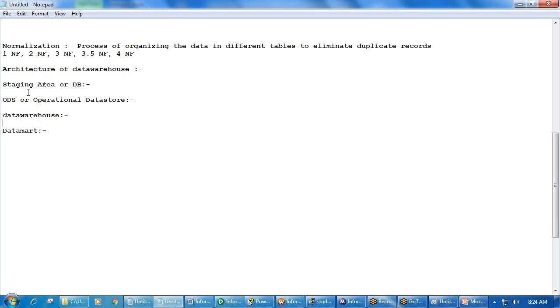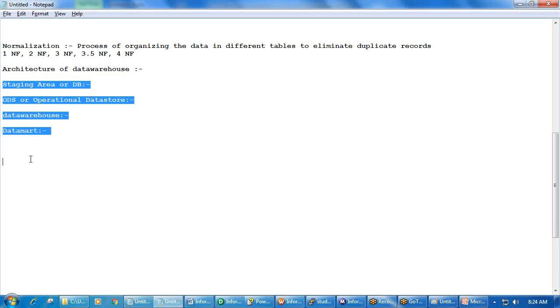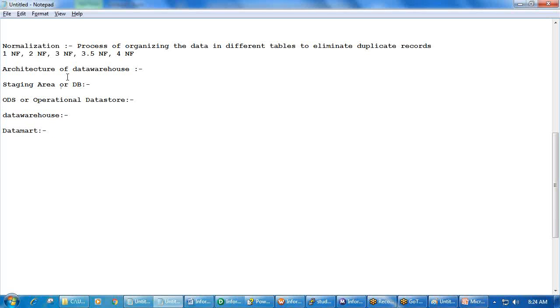When we talk about all these areas, these are groups of physical tables which exist in a particular database. So when I say staging database or ODS database or data warehouse, it's nothing but a group of physical tables present in each area. You'll have separate staging tables, separate ODS tables, separate data warehousing tables, and separate data mart tables as well.